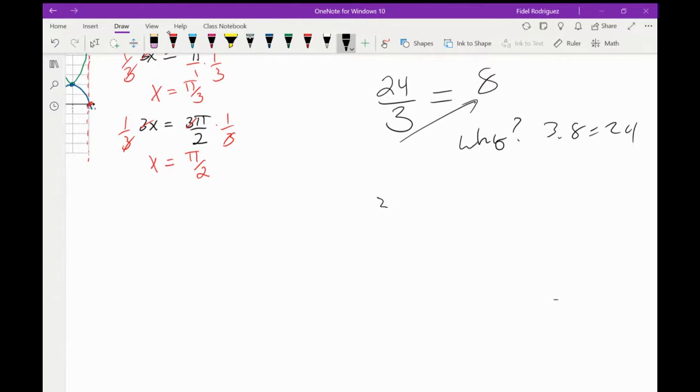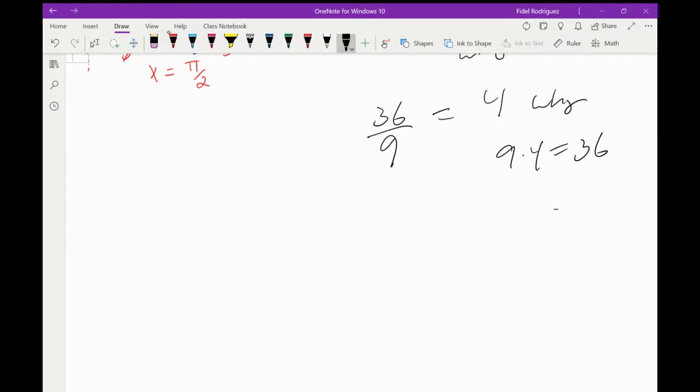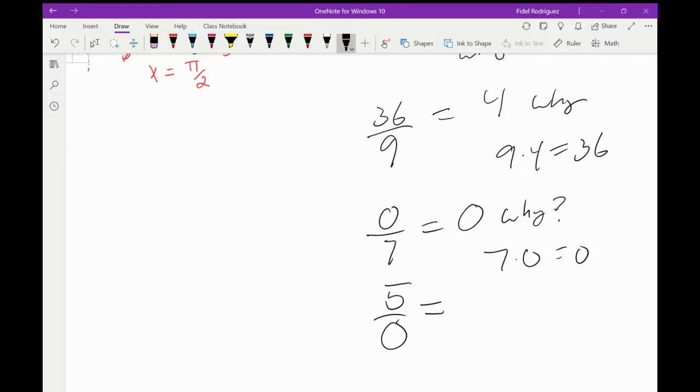Let me ask you another one. What is 36 divided by 9? 4. Same reason, right? Because 9 times 4 is 36. What is 0 divided by 7? 0. You already know what I'm going to say, right? Why? Because 7 times 0 is 0. Now let's do it this way. What's 5 divided by 0? Undefined.